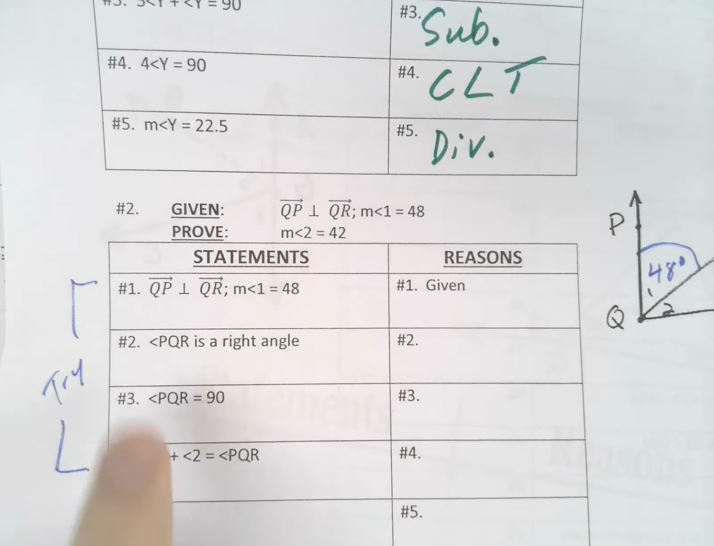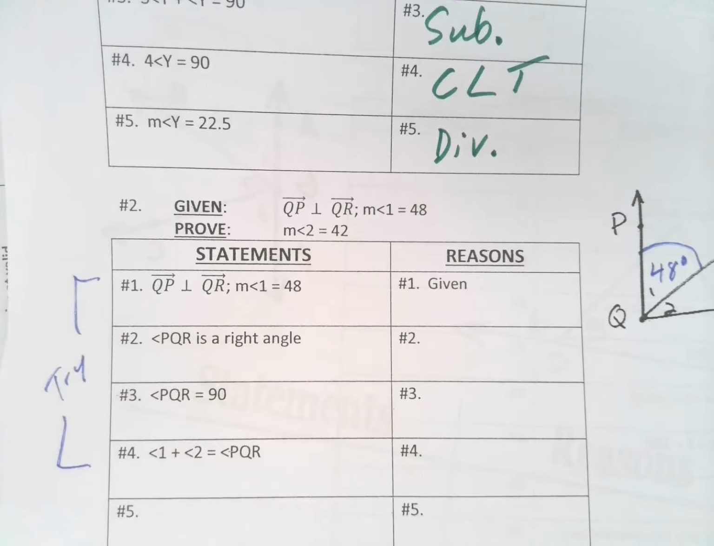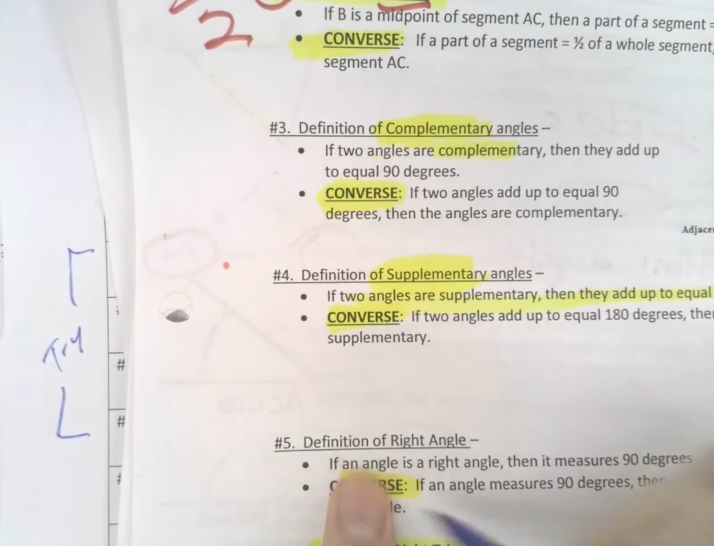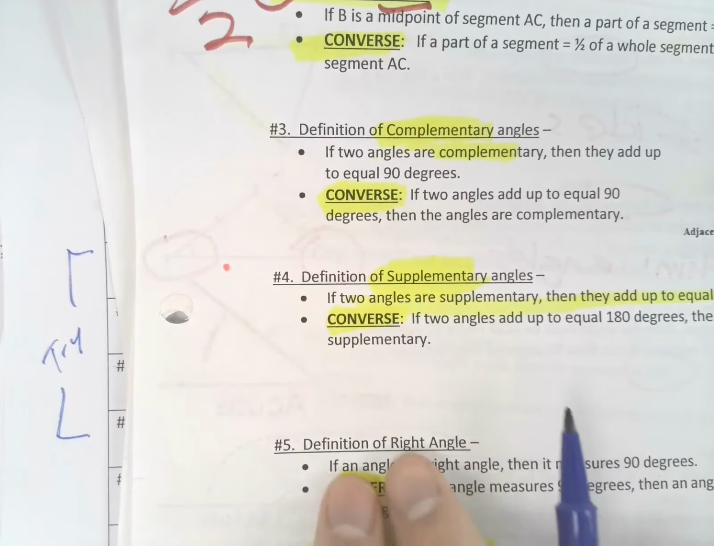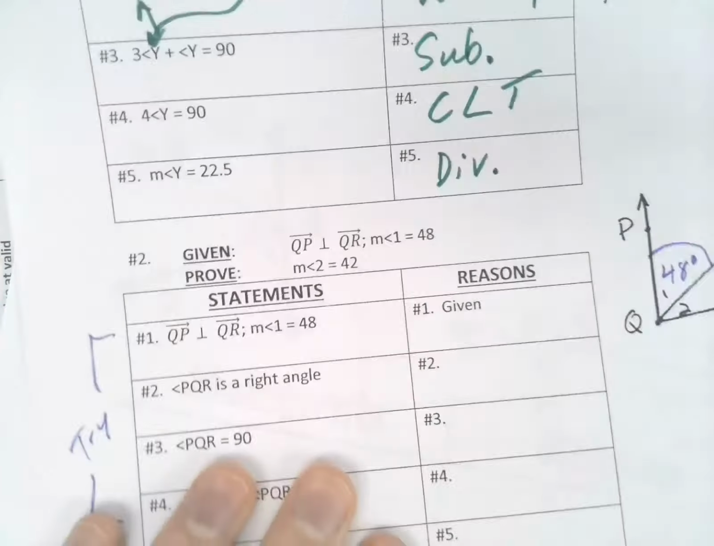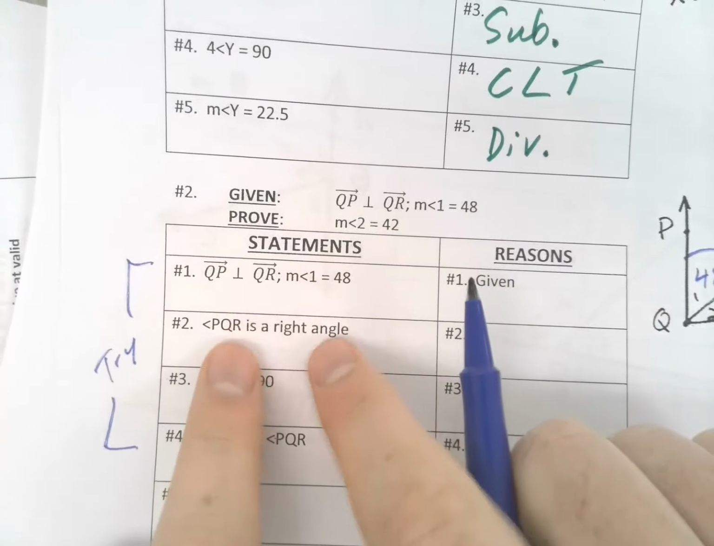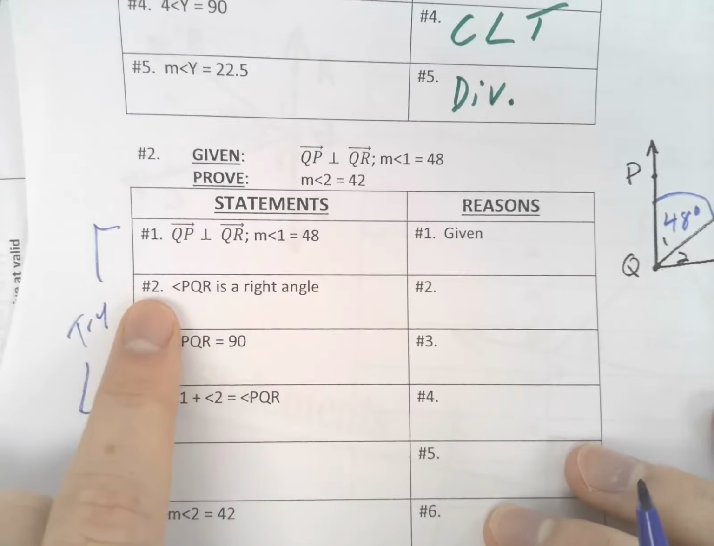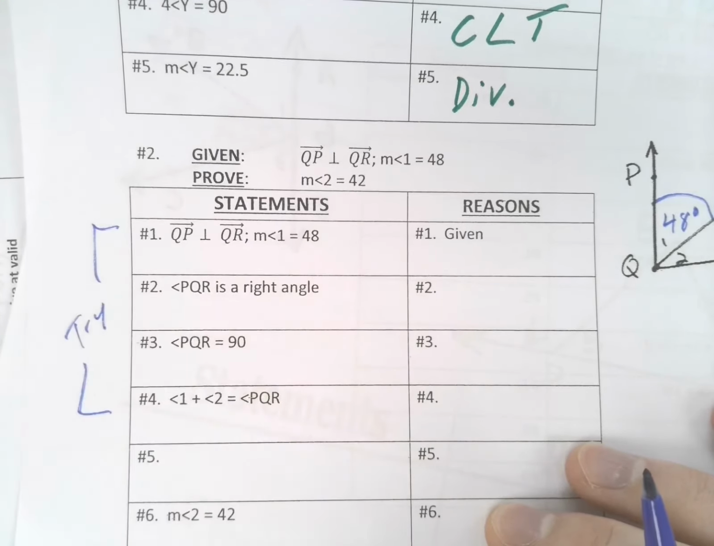And I'll give you a hint. PQR is a right angle. That is not the definition of a right angle. If an angle is a right angle, then it measures 90 degrees. That's not what this is saying. So go ahead, guys, and give it your best shot. Just know that number 2 is not the definition of a right angle.